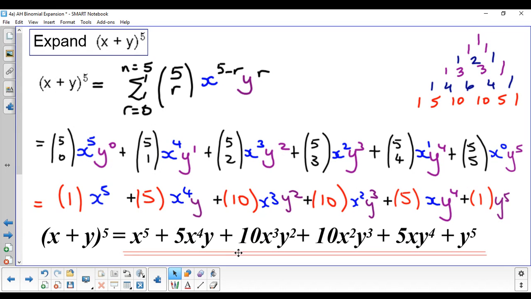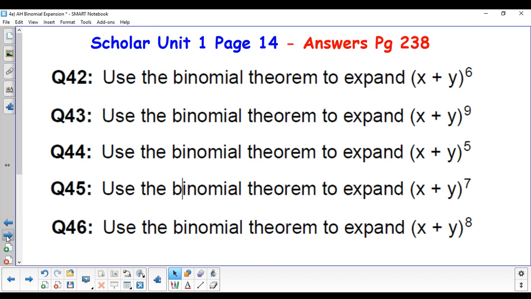It's nice, isn't it? Okay, in that case, you can go to Scholar Unit 1, page 14 and try these, or just use the PDF or freeze the video just now. Your answers are in 238. What I'm going to do is a second video with tougher ones. So if you want to keep these and do all of the questions at the same time, then watch the next video. But I think it might be beneficial for you to stop just now and have a go at these first, and then we'll go on.